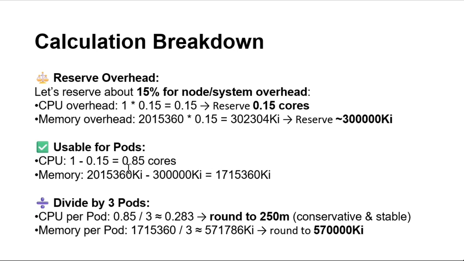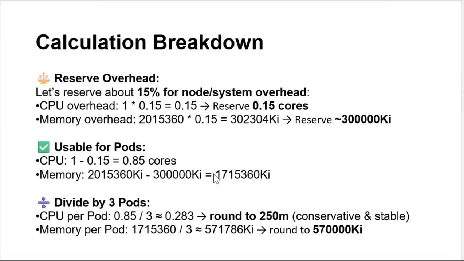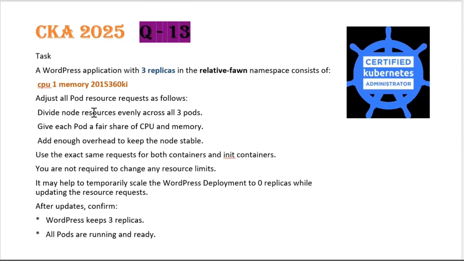And similarly, once we remove the overhead from the existing memory of the node, we get the memory available to use for the containers within the pods. Whatever the resources after removing overhead, we will divide by 3 because we are running with 3 replicas, right? So this will be somewhere around 250m for CPU and 57000Ki for memory that we can set in our deployment. So let's see. Till this part we are clear: dividing node resources evenly across 3 pods. Now we need to allocate the resources across both the containers.